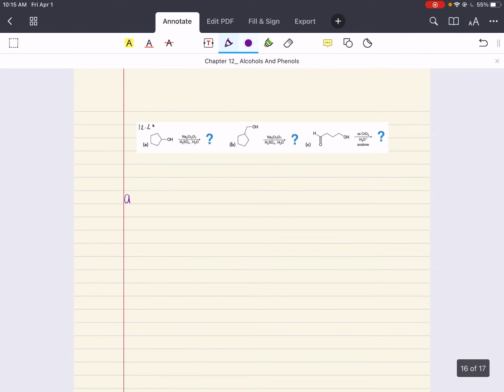Here's A. We have a secondary alcohol. We're reacting it with chromic acid: sodium chromate, sulfuric acid, and water. What is going to happen here is we're going to convert our secondary alcohol into a ketone. So wherever this alcohol group is will now be converted to a carbonyl group. And so our product is this, and that is it.